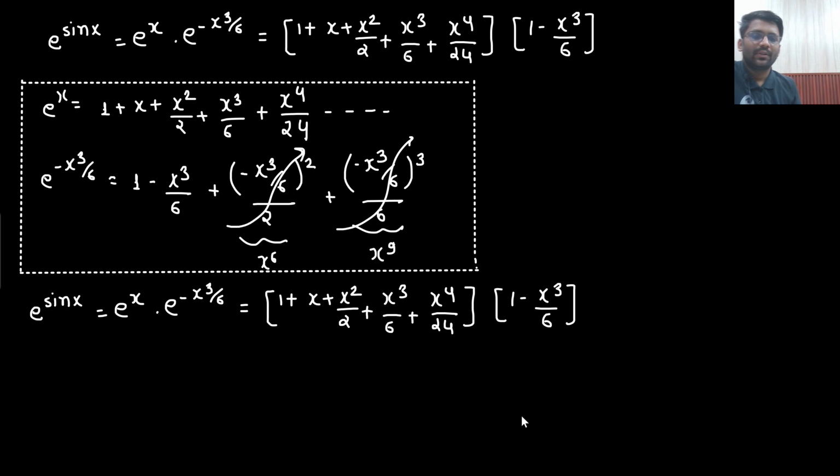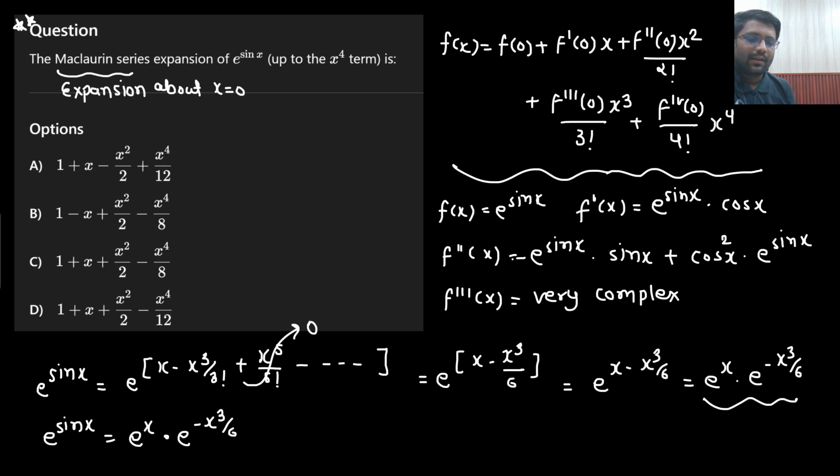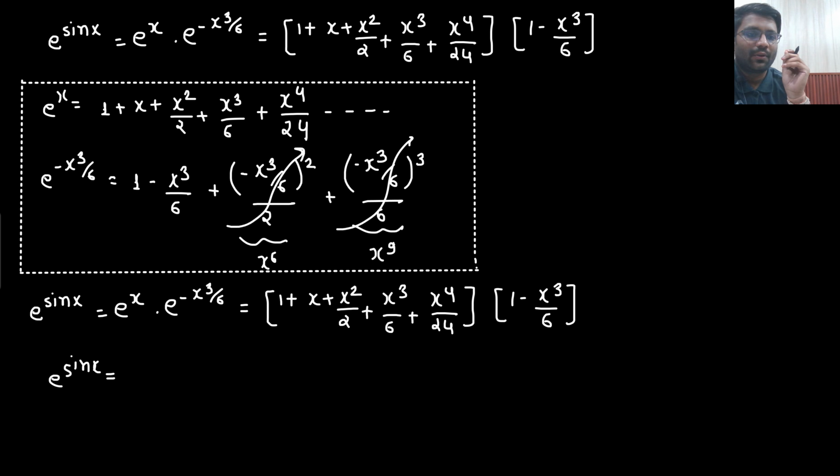Okay. Now, e to the power sin x could be written as what? I need 1, then I need x to the power 1, then x to the power 2, then x to the power 3, then x to the power 4. So how can I get a constant value? I can get the constant value only by multiplying 1 with 1. So the constant value will be 1 multiplied with 1.